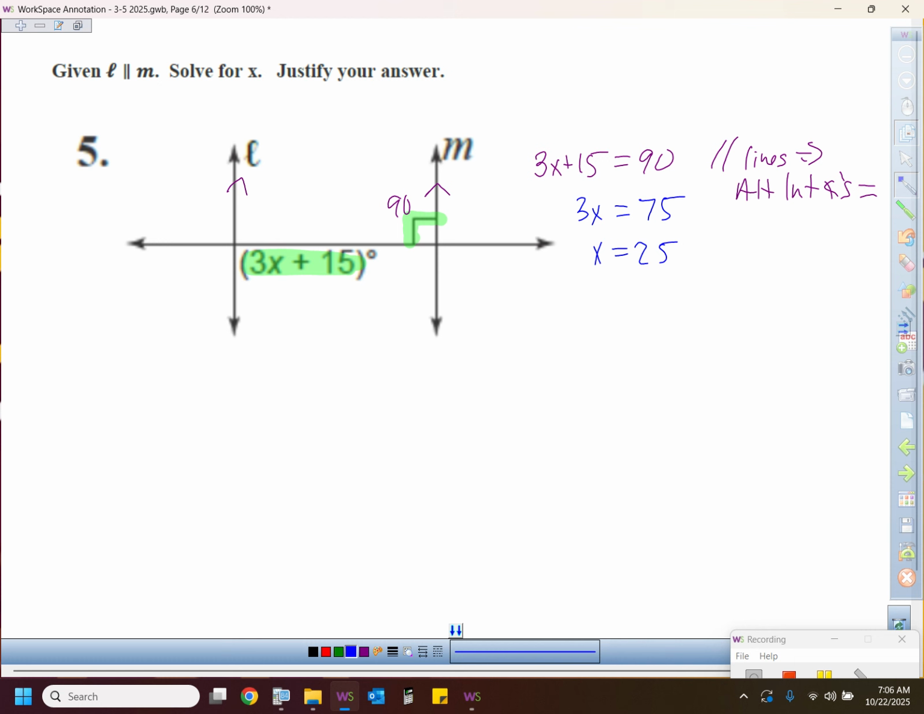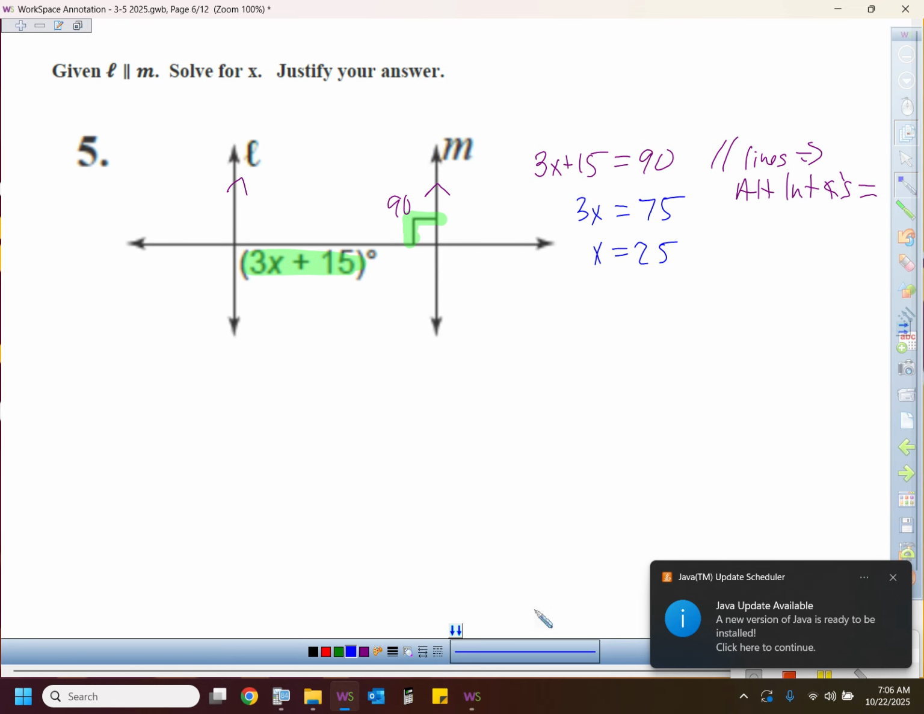So we only did 3 examples here. Sometimes you might get some consecutive interior angles, right? Sometimes you might get some consecutive interior angles.